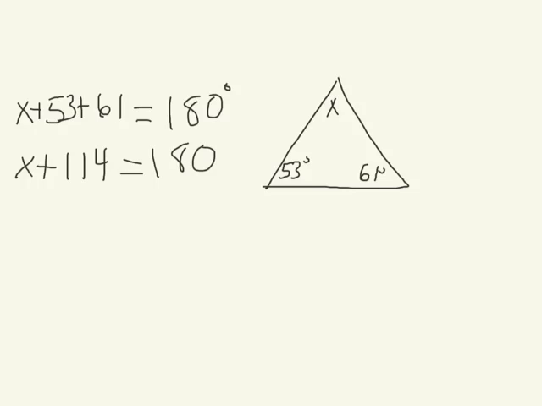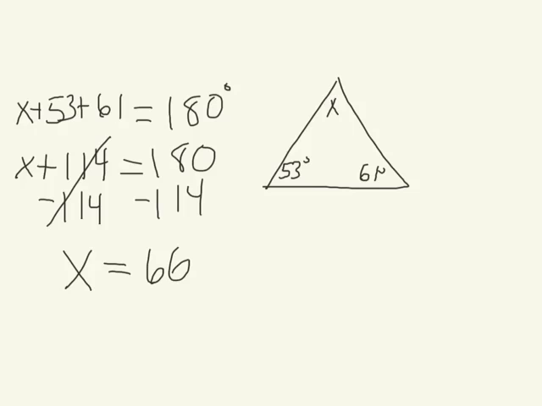Now we can subtract 114 from each side of our equation, and that'll leave us with x on the left-hand side, and let's see, 180 minus 114, it's going to be 66. So that missing angle was 66 degrees. And we have now successfully found the missing angle.